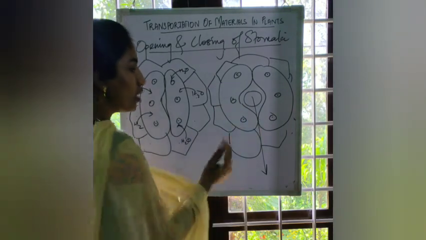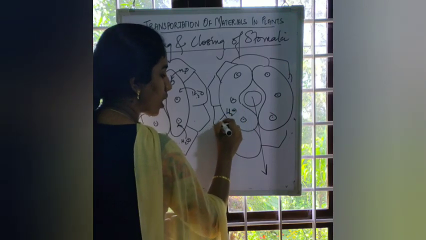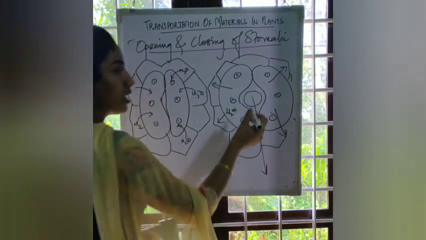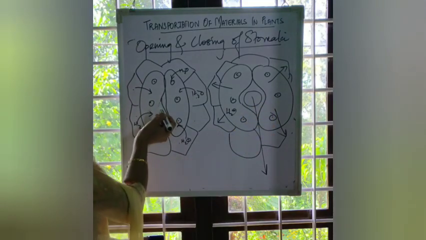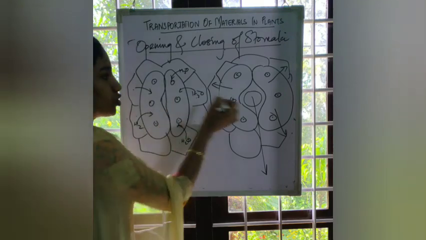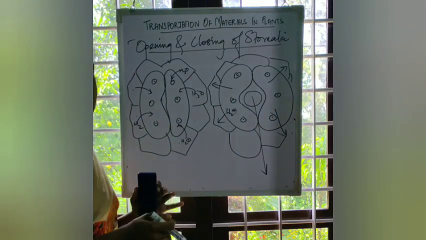When the guard cells lose water to their surrounding cells, they revert back to their original shape. They shrink and the stomatal opening closes.